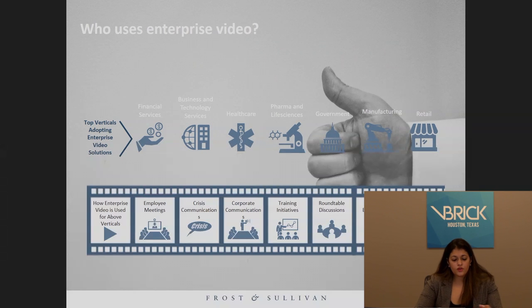I think within all these verticals, the function of video is the same. It is a tool to educate, to communicate, to sell. The CEO all-hands continues to be the largest and drives the most adoption of enterprise video use. Corporate communications, training, onboarding, sales enablement are others significantly growing use cases.